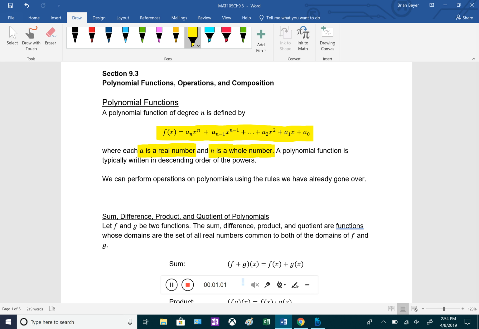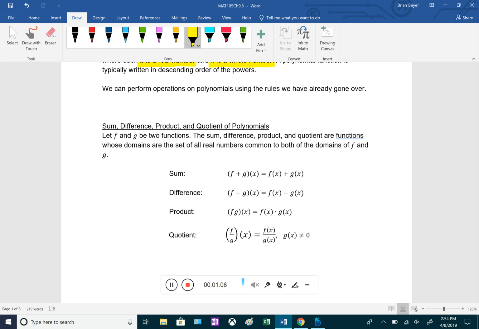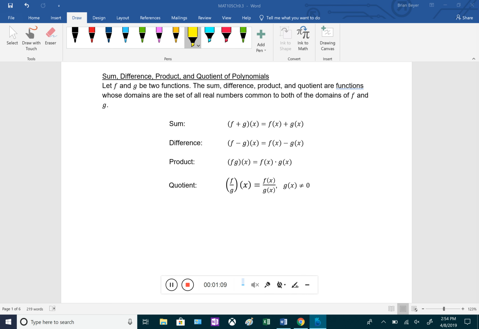We're going to be doing the same operations that we've already done. We're just going to be using a little bit different notation here. We're going to be adding, subtracting, multiplying, and dividing. If f of x and g of x are two polynomial functions, we're going to be using these notations. Originally we could have just said f of x plus g of x, added them together, combined like terms. We're going to be doing that, except now we're going to be using this notation on the left. So f plus g of x is the same thing as f of x plus g of x.